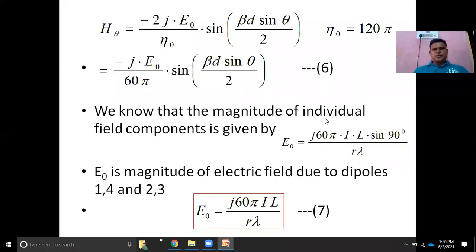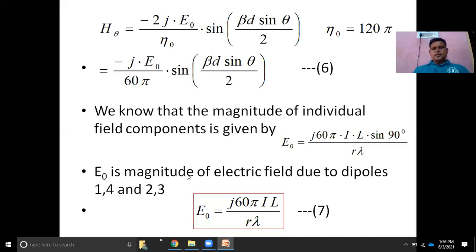We know the magnitude of the individual field components in a short dipole antenna. Earlier we have derived the expression for the magnitude of the individual field component, which is equal to J 60 pi I into L sine 90 degrees divided by R lambda. This is the magnitude for the short dipole antenna.